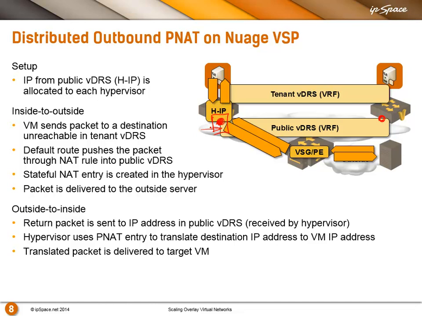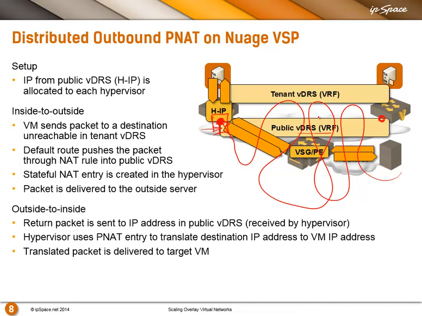Another interesting question: so what happens if the outside to inside return is asymmetric? It cannot be asymmetric because the IP address that is used on the outside is always assigned to a single hypervisor. So regardless of how the packet gets to that hypervisor, eventually it arrives to the hypervisor, and it arrives in the public VDRS, which can be VLAN or an overlay virtual network. In both cases, it arrives to that hypervisor, which has the NAT rule, because the outside IP address belongs to the hypervisor. So you cannot get asymmetrical traffic flows.